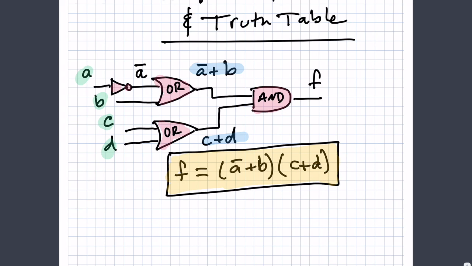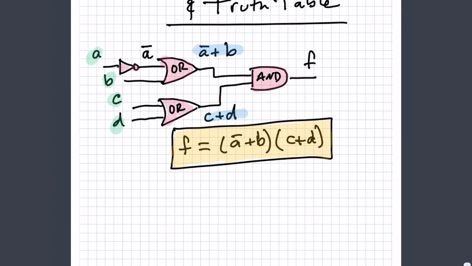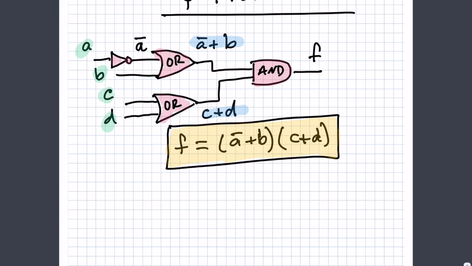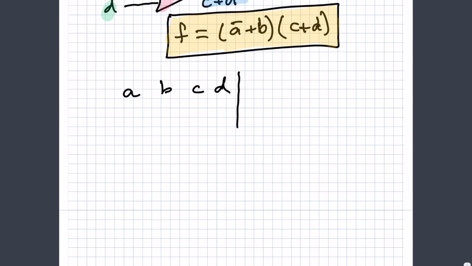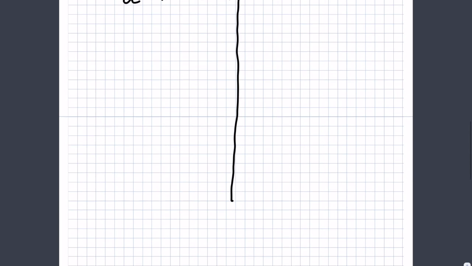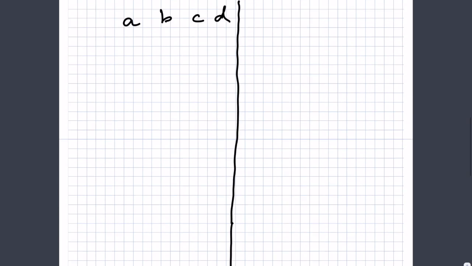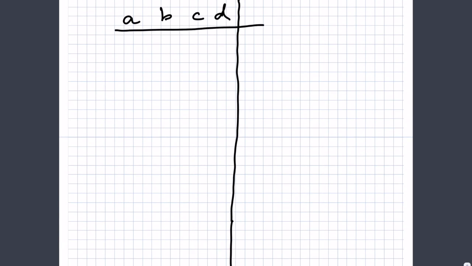Alright, so the next thing I want to do is construct a truth table. And when I look at this, I have 4 variables, A, B, C, and D. And I need to make all the combinations of those variables. Okay, so give me some room here. Let's divide that in half, and then in half again.